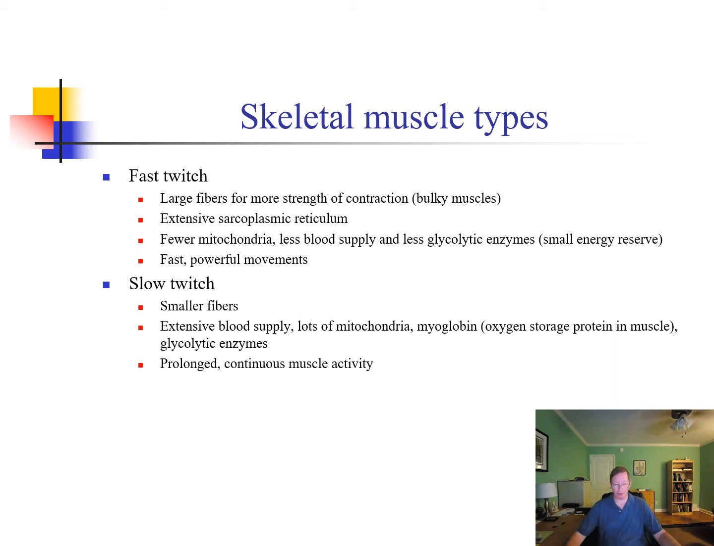Slow twitch muscles, on the other hand, are smaller fibered. I'm looking for prolonged continuous activity, so I have a very extensive blood supply. I've got lots of mitochondria, myoglobin, glycolytic enzymes, so that I can actually make plenty of ATP to be able to run these. These are going to be muscles that would be promoted by long, continuous kinds of exercises such as running.